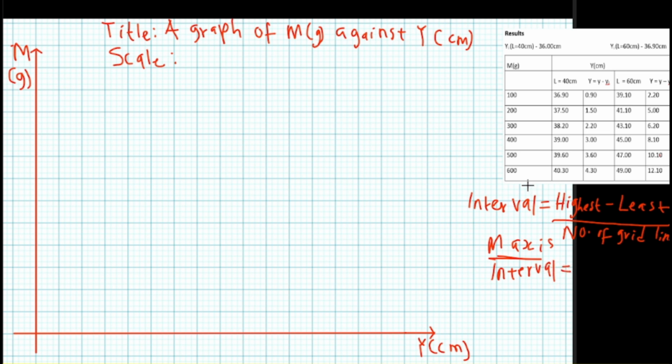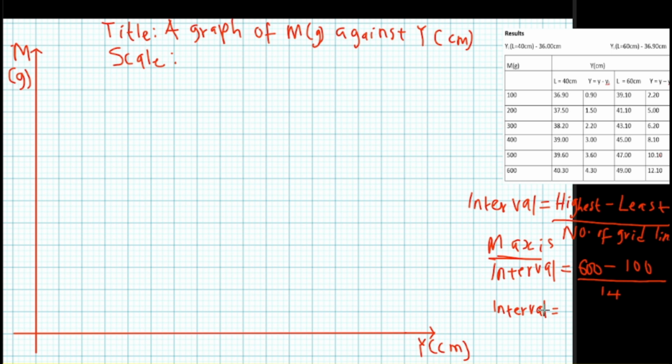Interval here, the highest value here is 600, so it says 600 minus the least value here is 100, so say minus 100, divided by the number of grid lines. How many grid lines did we count for the vertical axis, or M axis? Remember it was 14, right? So we have 600 minus 100 over 14.